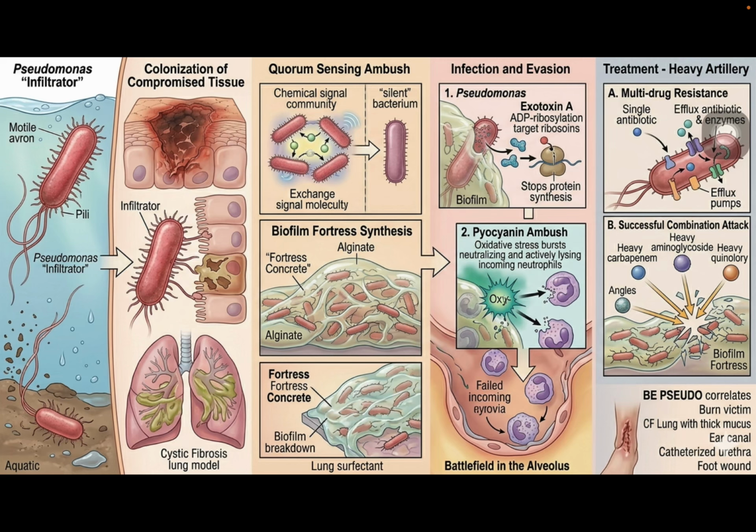So here, once the guerrilla force enters, they don't just stay in the open. They use alginate concrete to build a fortress. That's our biofilm. They use radio signals, the quorum sensing, to coordinate a massive simultaneous ambush, so the host's border patrol, or neutrophils, cannot reach in time.